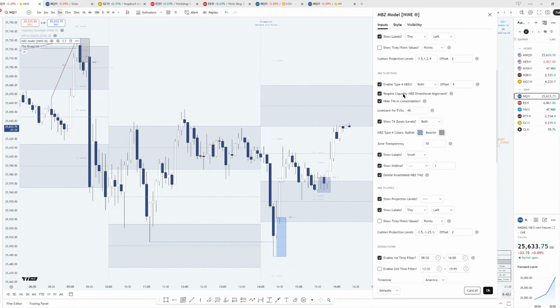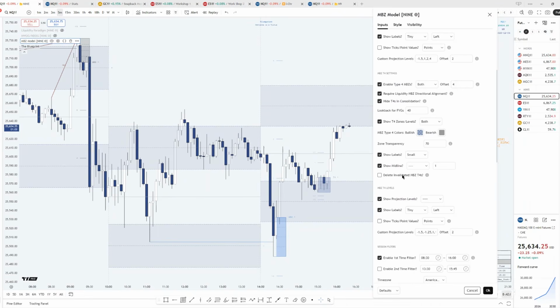So if you want more filters, the indicator has that available. If you want to filter a lot more setups off, then you would turn this on. And it would give you a clear directional bias.